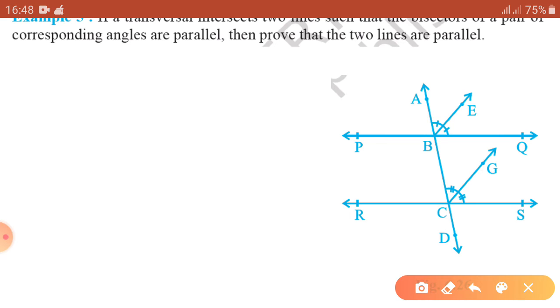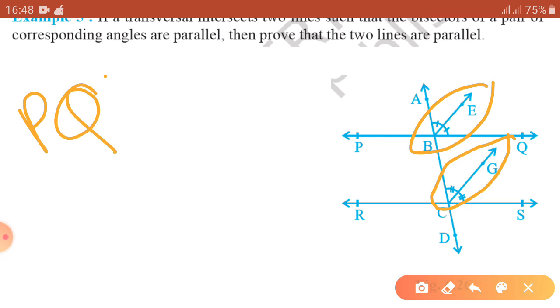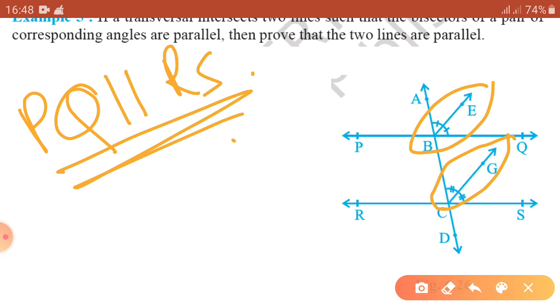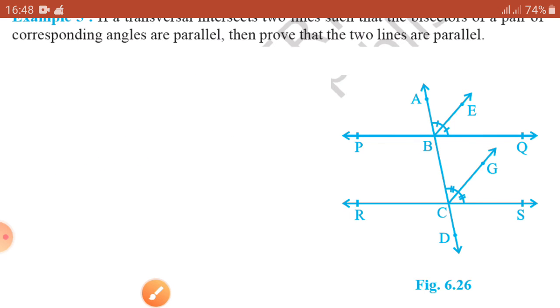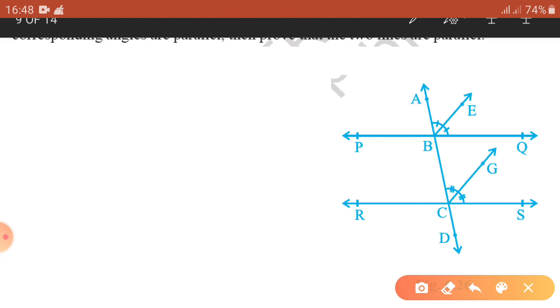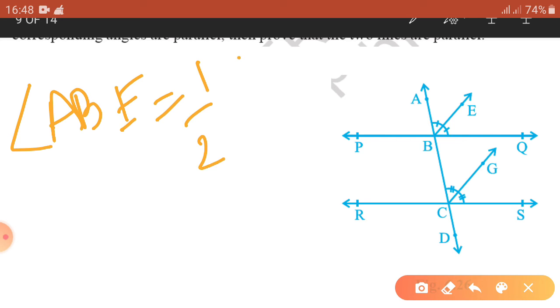And now we are having BE parallel to CG. So we have to prove that PQ parallel to RS. Now it is given that the ray BE is the bisector of angle ABQ. So therefore you can write that angle ABE equal to half of angle ABQ.